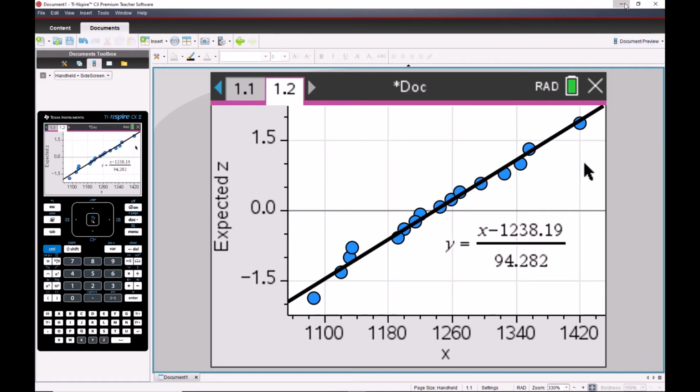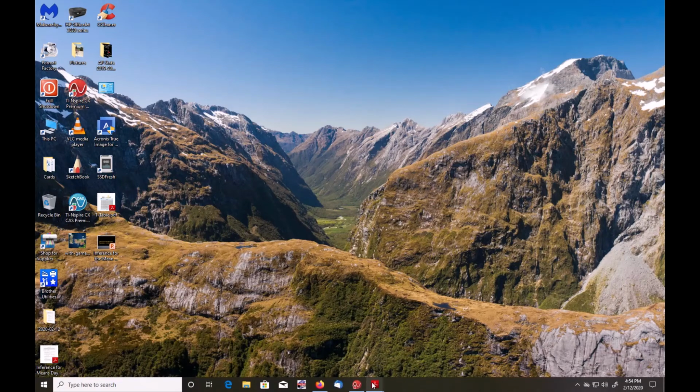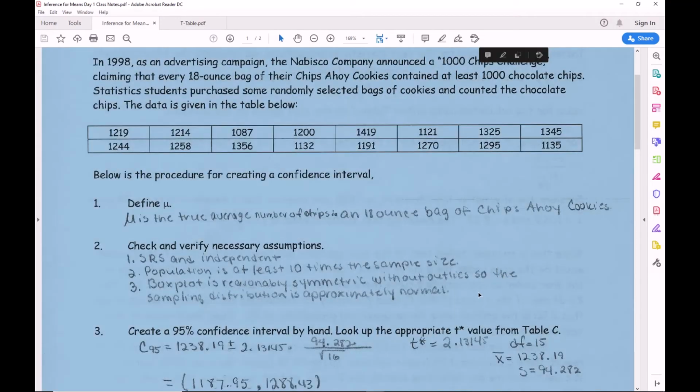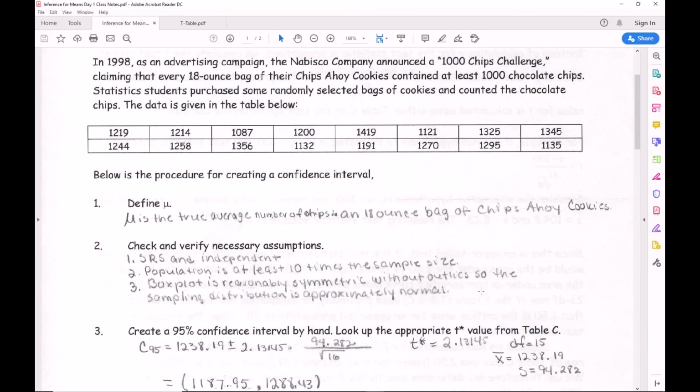So this is what I wrote. Let me get this back up here. I said box plot is reasonably symmetric without outliers, so the sampling distribution is approximately normal. Right? You could say sampling distribution is approximately normal, or the normality of the sampling distribution is verified graphically. Something like that, okay?